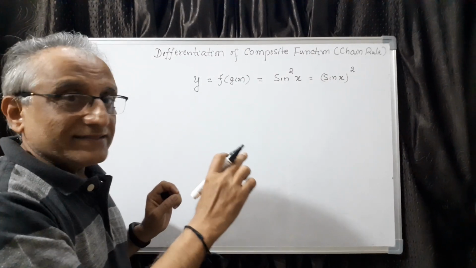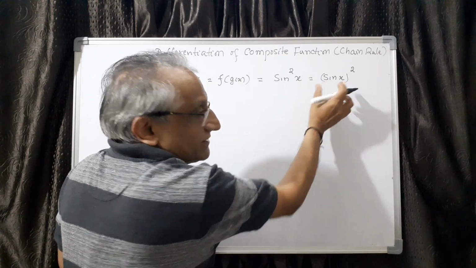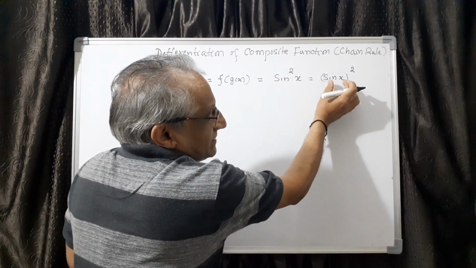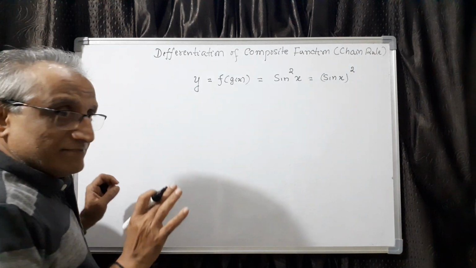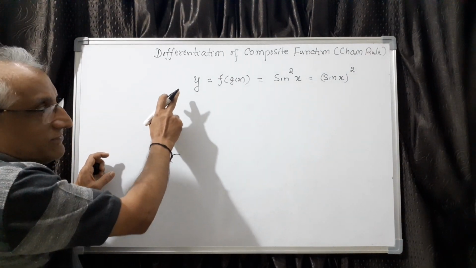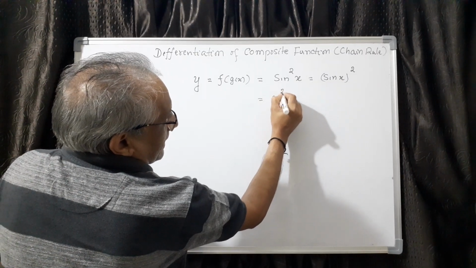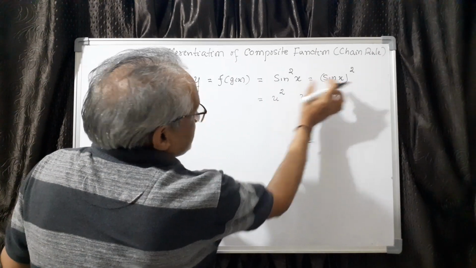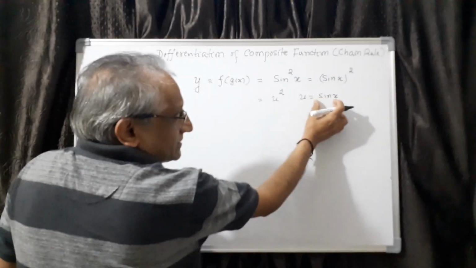You can also call it inner function and outer function. Sin x is inner. It is not an official name, it is for our understanding. This is the function which is inside, the inner function. This is the function outside. So the one easy method of differentiation of this type of function is you have to take this as u square, where u equal to sin x. That means we are assuming that the function g of x is u. It is one single variable that is equal to sin x.